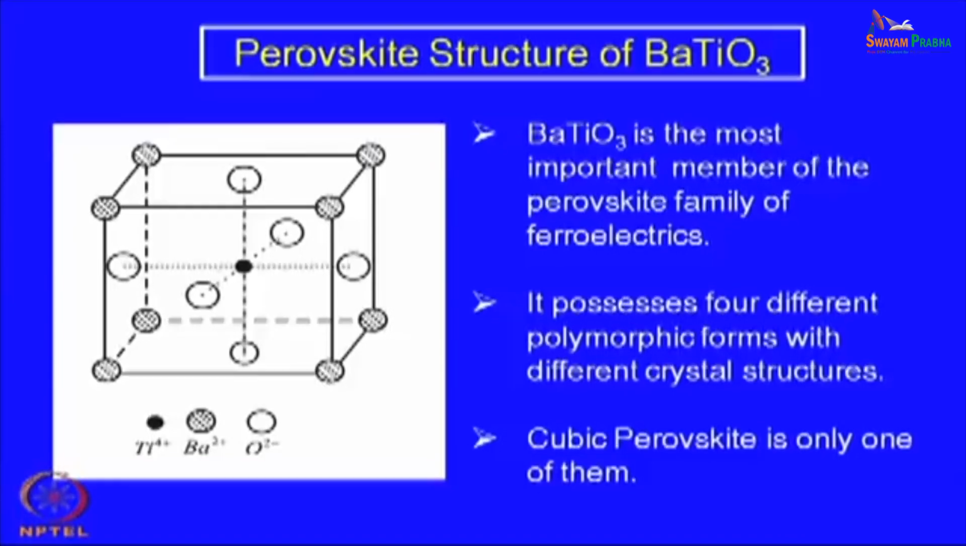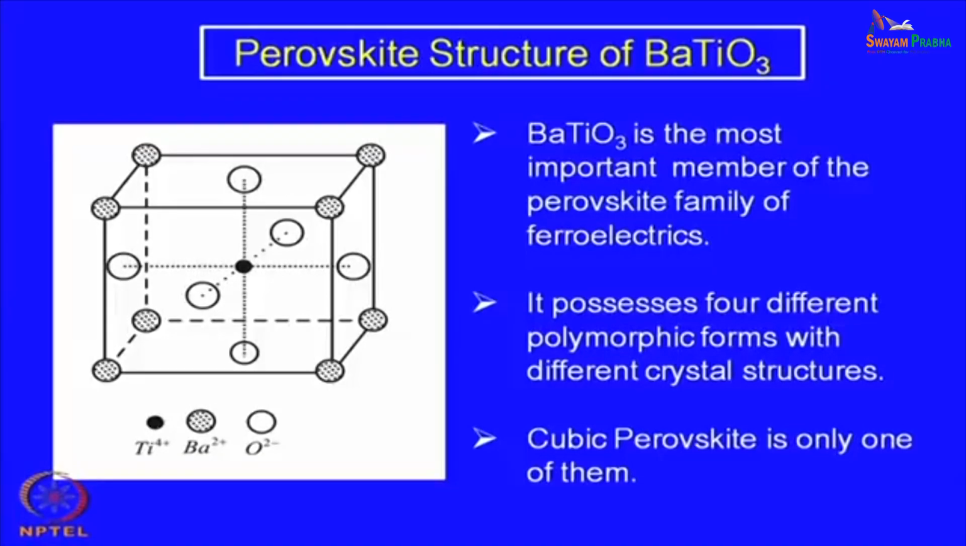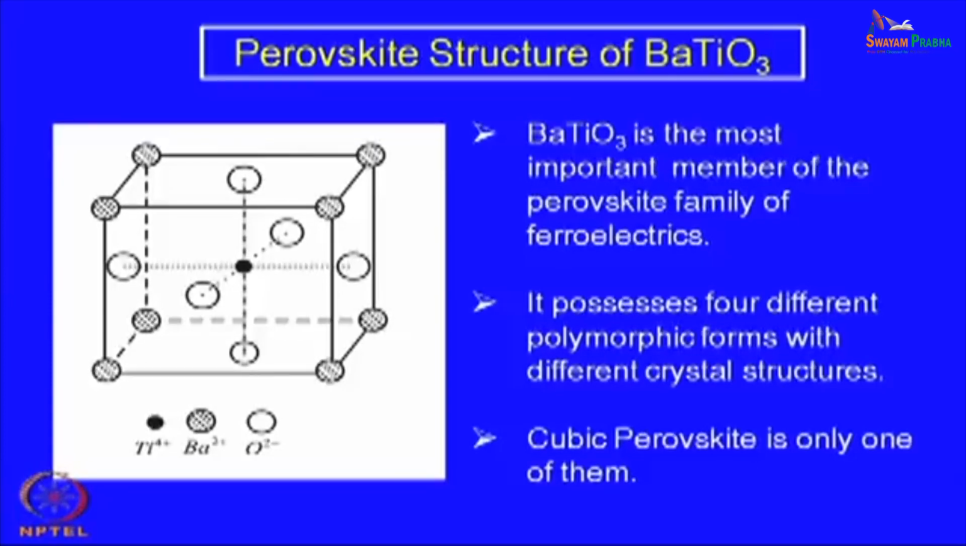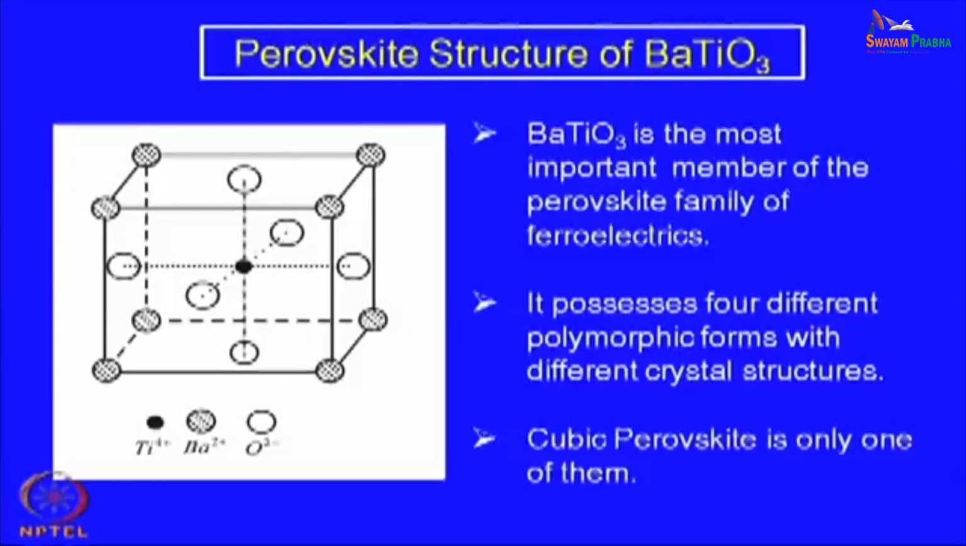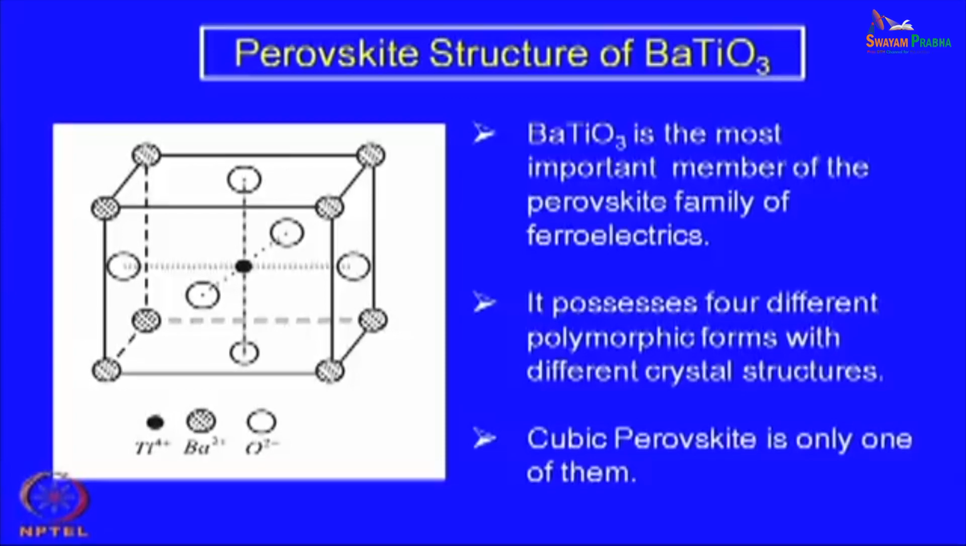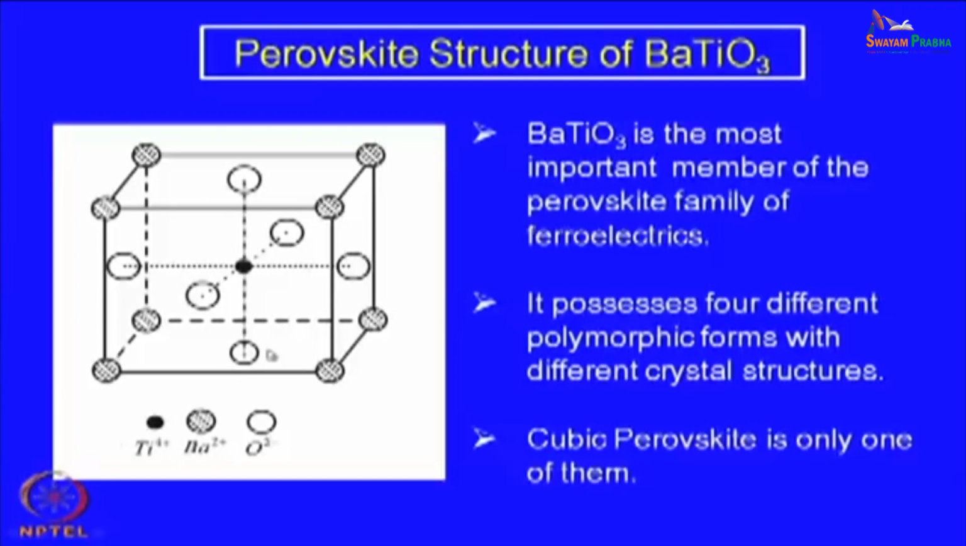It is only one of the polymorphic forms which has a perovskite structure. Others do not have a perovskite structure. They have a different structure, different symmetry, and we will discuss them later on in this class. Cubic perovskite, as just mentioned, is the only one of them. So, it is only 1 out of 4 structures where barium titanate can exist.